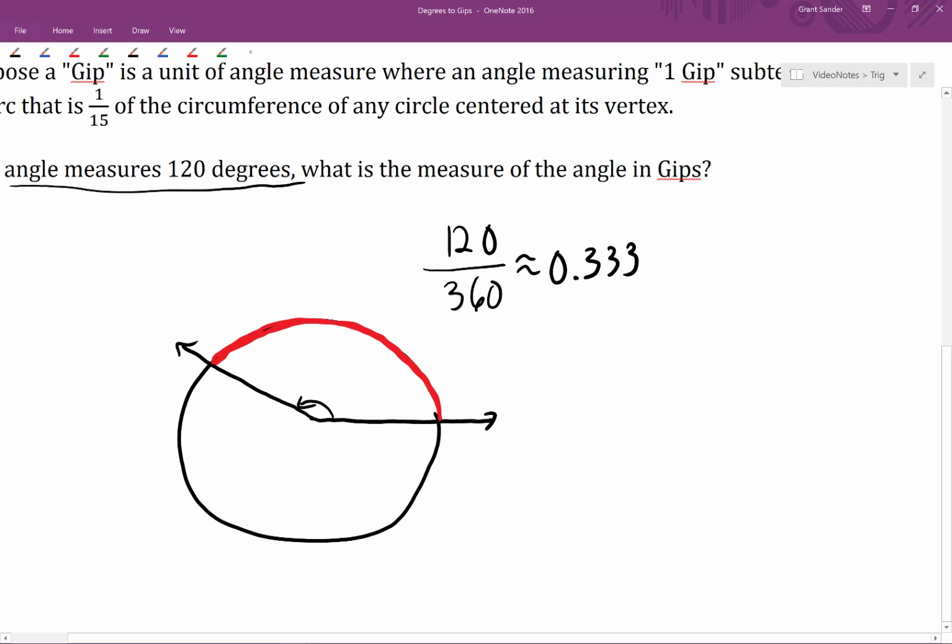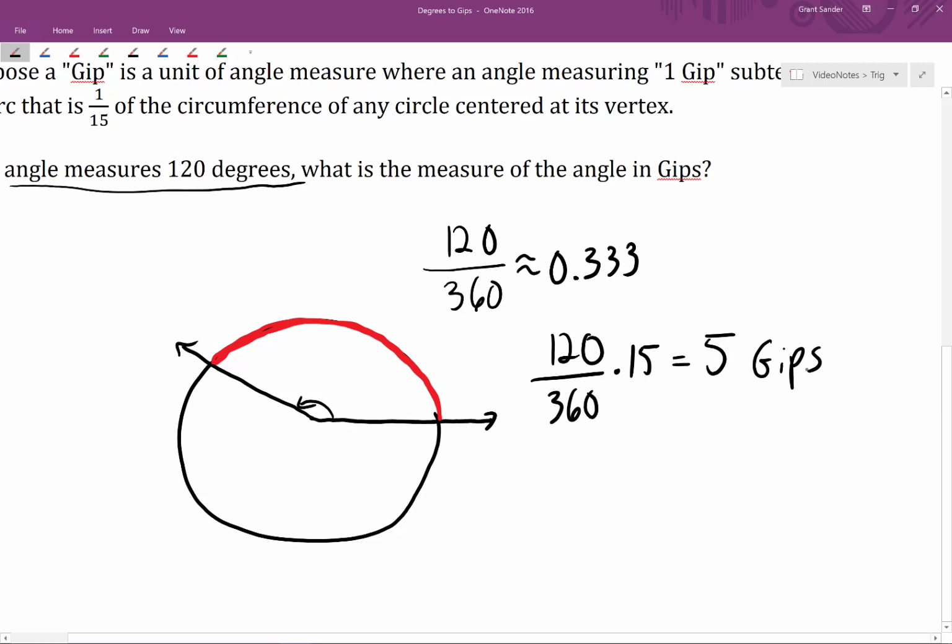Now, we know that there are 15 gips in one full rotation, and we have 120 divided by 360 of a full rotation. So the angle should sweep out 120/360ths of the 15 total gips in a full rotation, and 120 divided by 360 times 15 is equal to 5. And therefore, this angle has a measure of 5 gips.